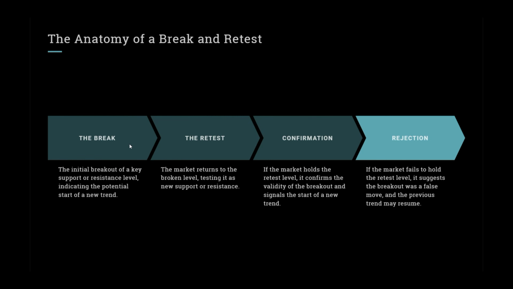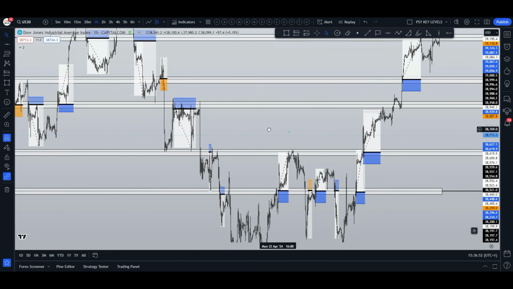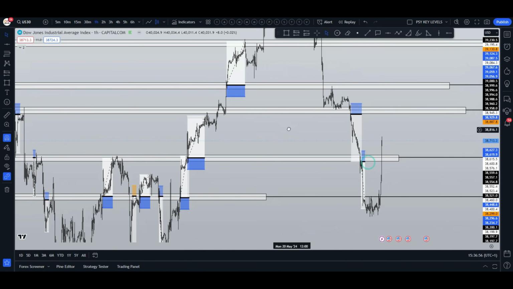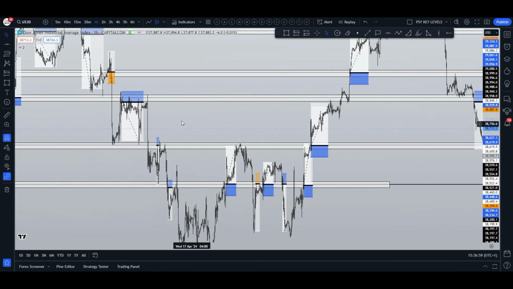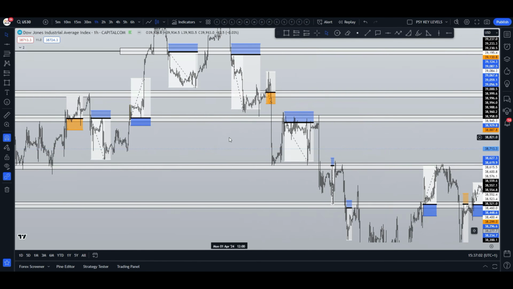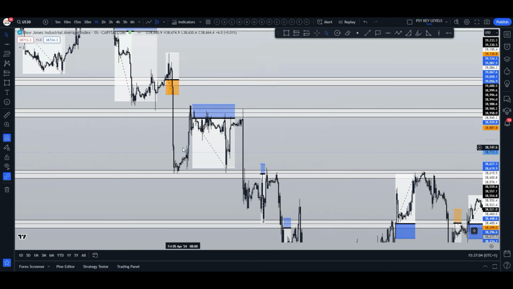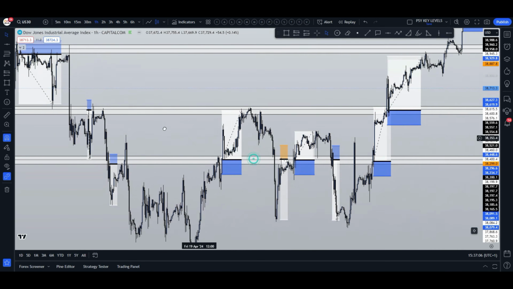But the strategy, break and retest, is super simple. You wait for the break, you draw your zones, you wait for the retest, rejections. Simple as that. This is one of the most simple strategies you will ever find, and I'm just a guy that's been trading the break and retest.